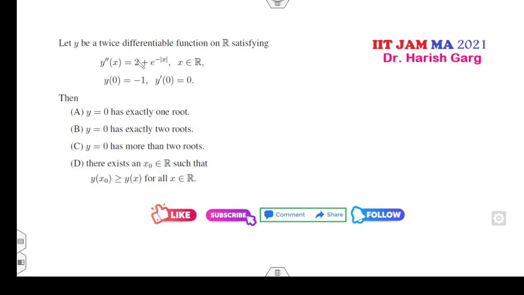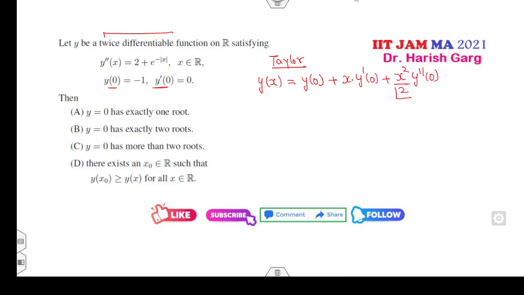Okay, look at the next one. Again y is twice differentiable. y(0), y'(0). टेलर सीरीज लगा सकते हो आप, बिल्कुल लगा सकते हैं. फाइन. सो y(x) will be y(0) + x·y'(0). ट्वाइस डिफरेंशिएबल है तो सिर्फ सेकेंड ऑर्डर तक लिख सकते हो आप. फाइन. y(0) is -1, y'(0) is 0.